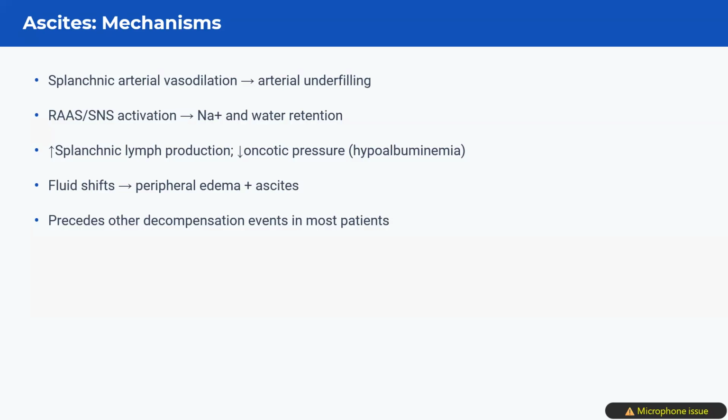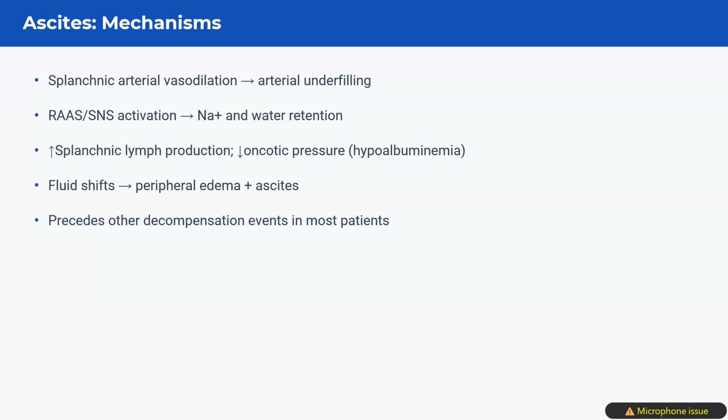That's why lower extremity edema and ascites will often coexist. It's not a random distribution, it just follows gravity. The protein is not able to maintain that oncotic pressure that we talked about in week 1, so the body is essentially failing. And that's why ascites is often the first of the decompensation events.